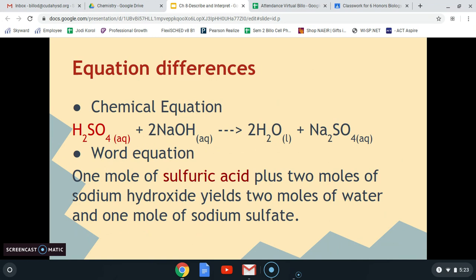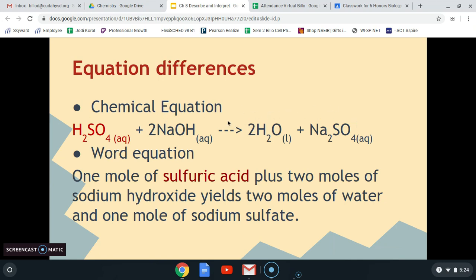Now, you note that there are coefficients. That's what the 2's written in front are. Subscripts, phases, and then a yield arrow right here. And this tells me that the reaction is going to start out with the reactants and end with products.